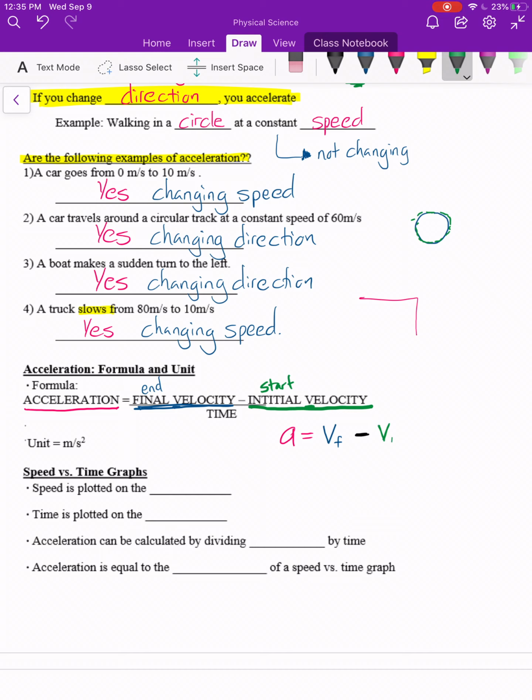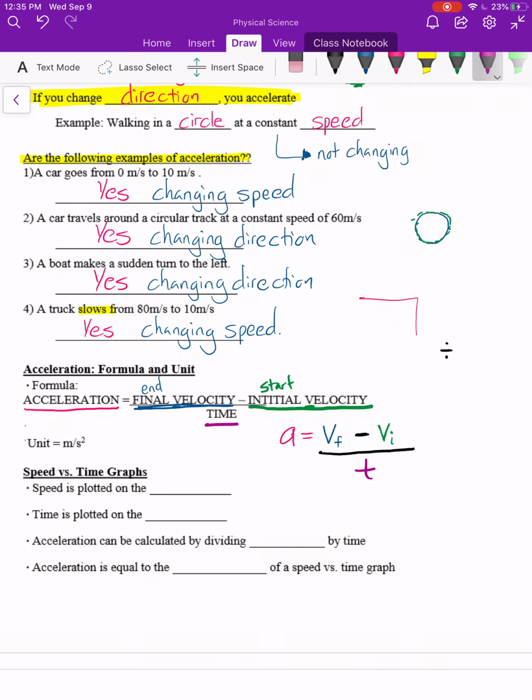I'm going to use an I, because that's the initial velocity. And then I'm going to divide that by, so this is dividing. Remember, a fraction is just like saying dividing, okay? And I'm going to divide that by time. So I'm going to put a T for time, okay? So that is our equation, okay?